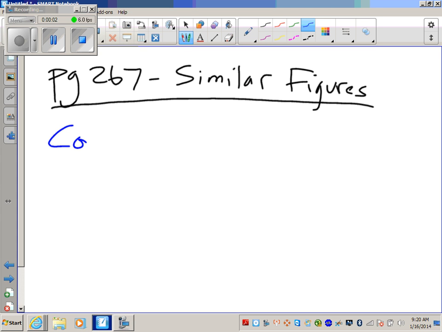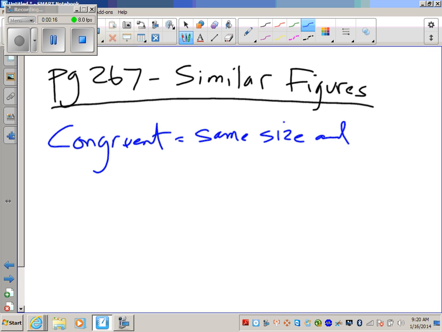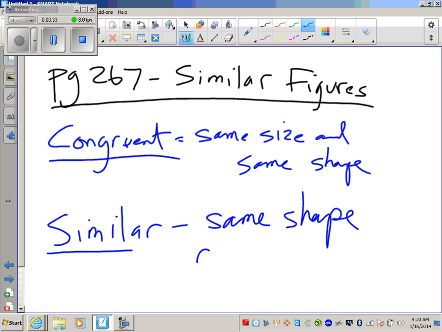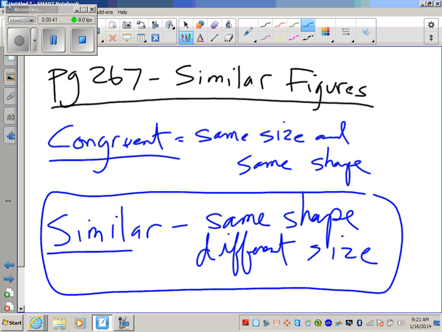In geometry, we say that two shapes are congruent when they are the same size and same shape. Okay? We say that two figures are similar if they are the same shape, different size. And that's what we're going to focus on for today.